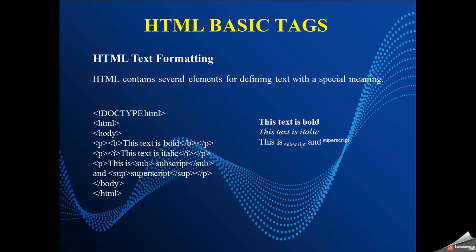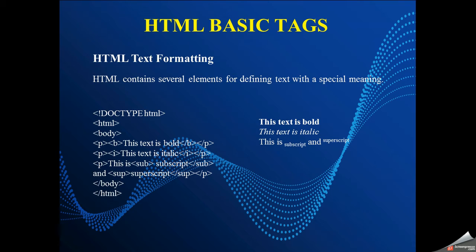Now next is text formatting. Two tags I have already discussed: HTML heading tags and HTML paragraph tags. Now the next one is HTML text formatting. Suppose you are writing something, and you want it to give some good look and feel. So if you want to apply some styles to our text, we will be using formatting tags.